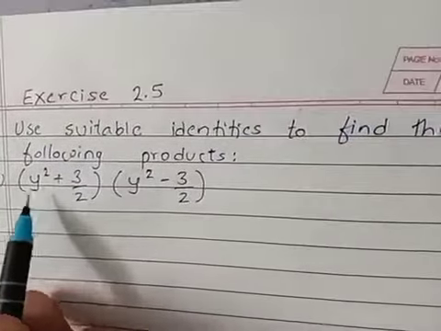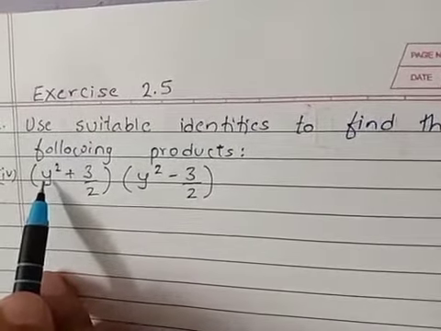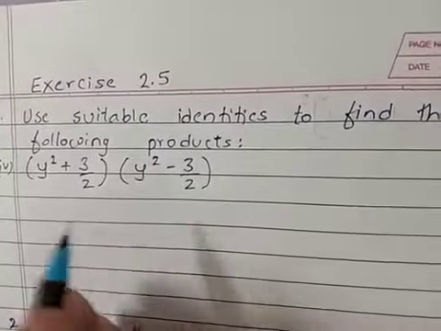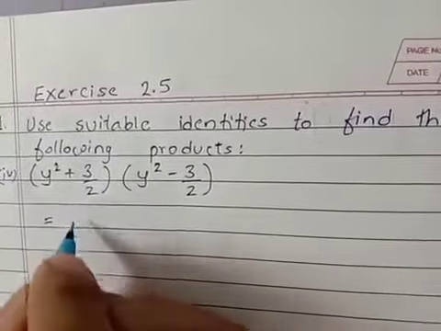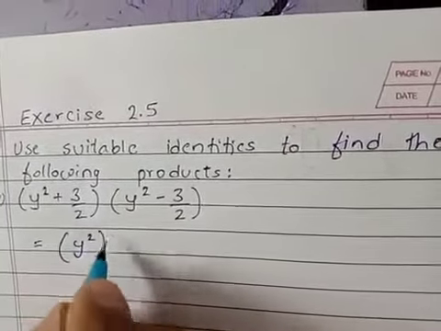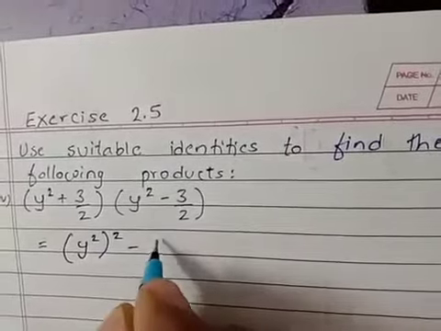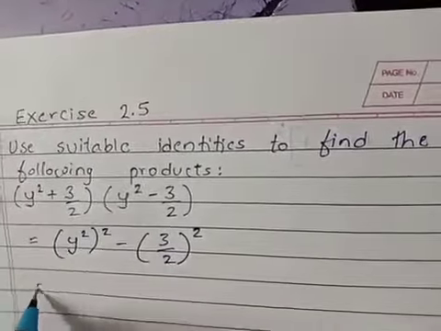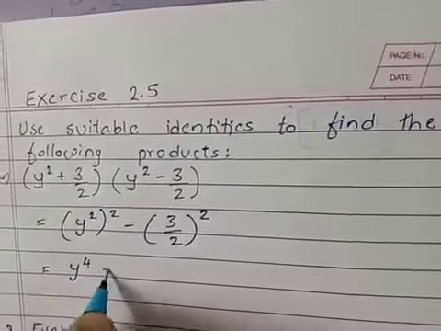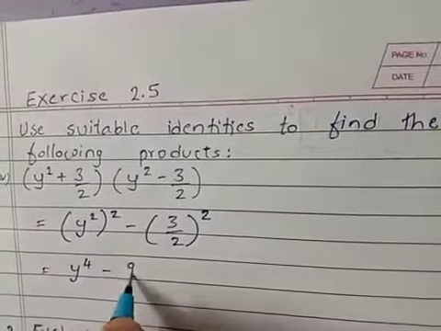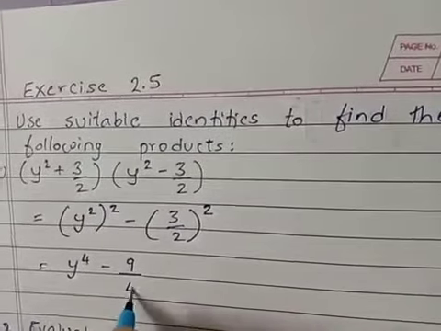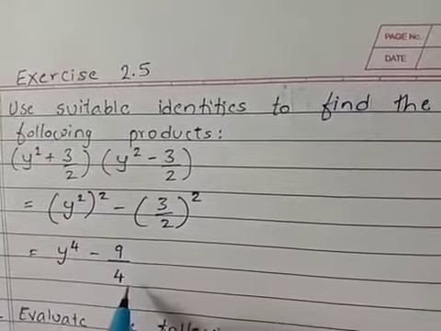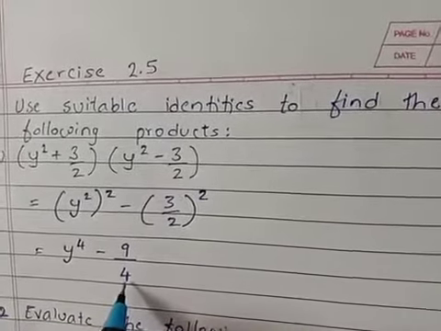Here what is a? Here a is y square, and what is b? It is 3 by 2. So how will you write this? You will write this as a square minus b square. Now if you open the bracket, this will be y raised to 4 minus 3 square is 9 and 2 square is 4. So the answer is y raised to 4 minus 9 divided by 4.